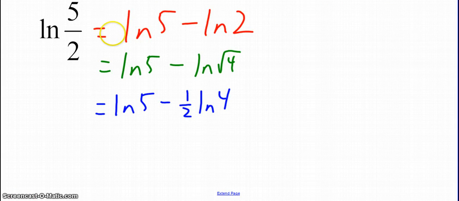Alright, so first I can separate this into the natural log of 5 minus the natural log of 2. Natural log of 5 is good, that's not going to change, but how do I get 2 to be a natural log of 4? Well, I know 2 is the square root of 4. So the natural log of 2 is the same as the natural log of the square root of 4. But square root of 4, because the square root would be an exponent of 1/2, I can bring that down in front. So this is the natural log of 5 minus 1/2 natural log of 4.